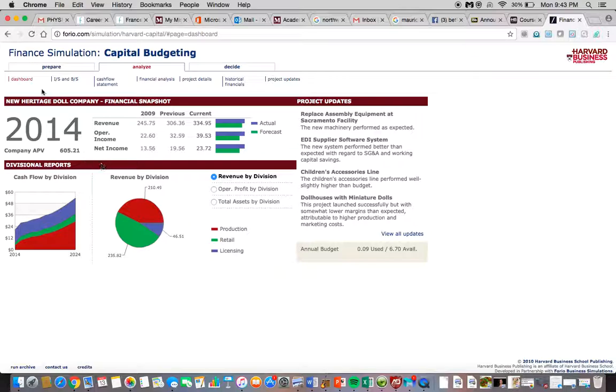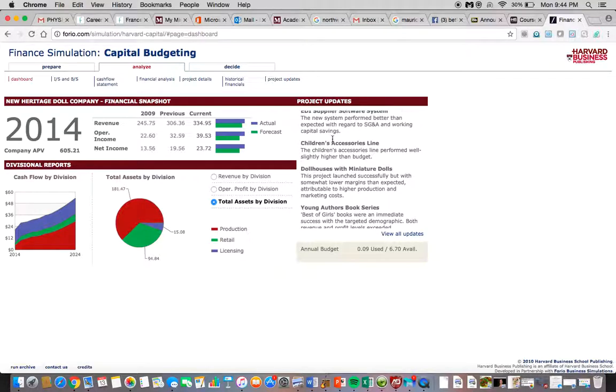So focusing back on the dashboard here, another thing I wanted to point out is the revenue by division over here. As you can see, retail is the main form at a 235.82. The majority of operating profit comes from licensing, as you can see here in the blue, with a 24.1, and the total assets are from production, here in the red, at a 181.47.